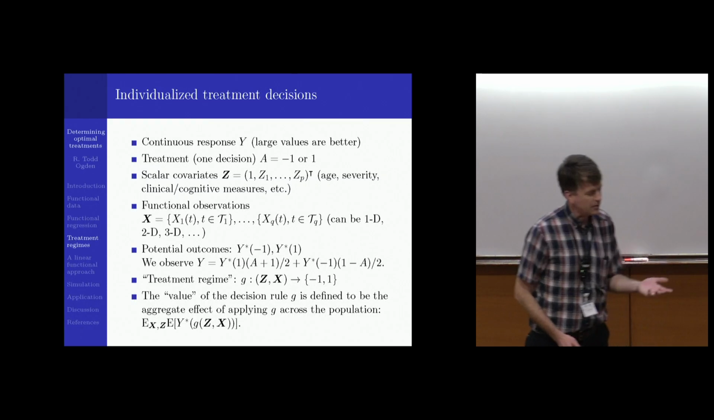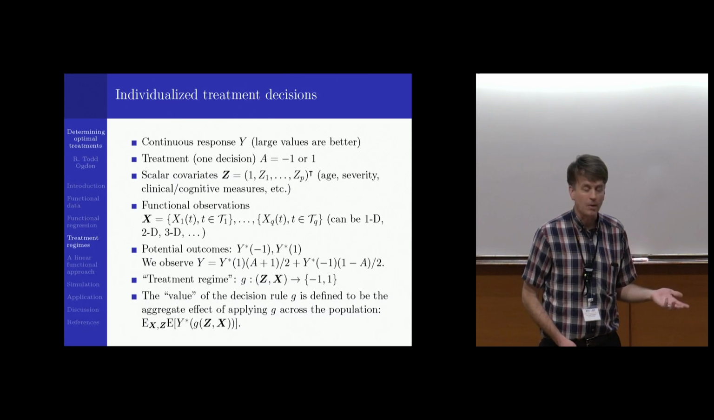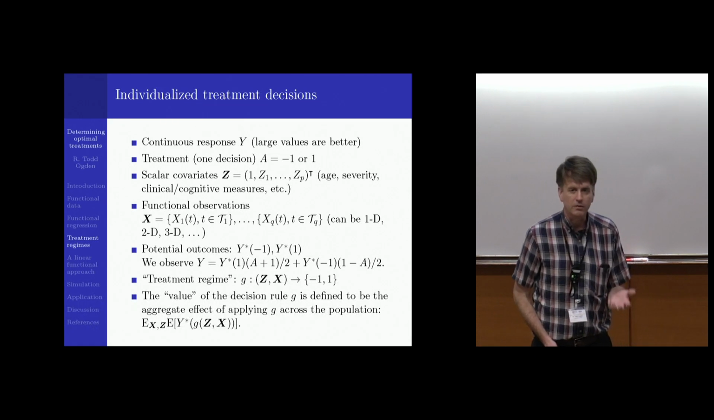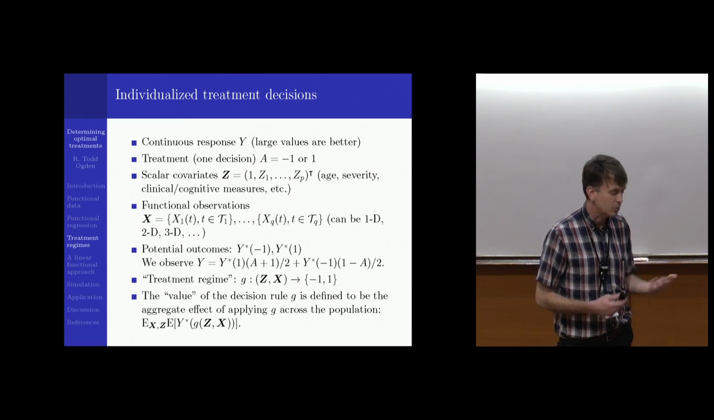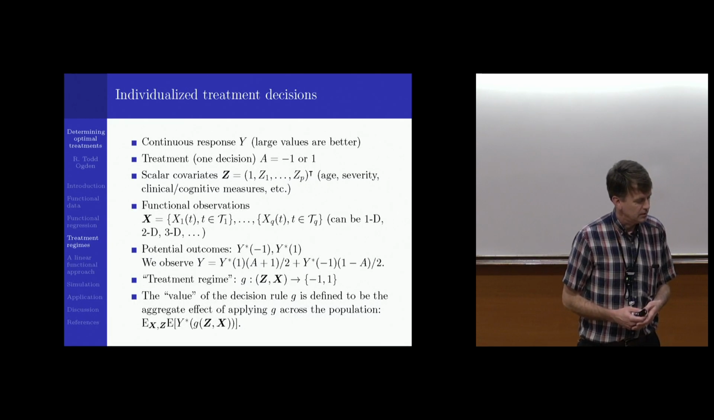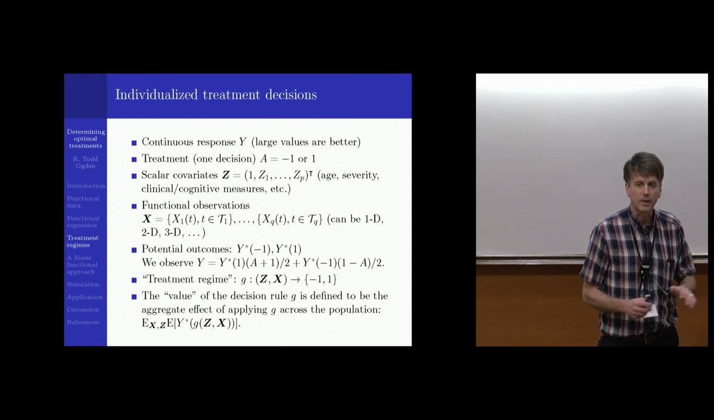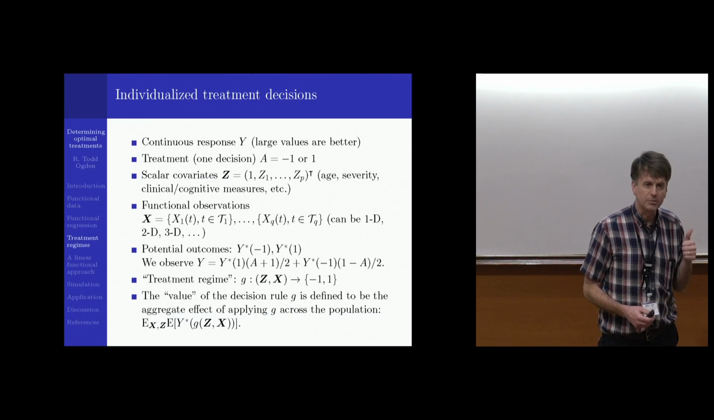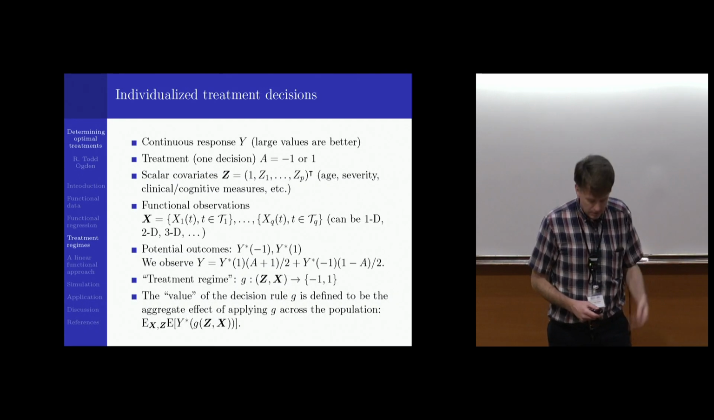Okay, so potential outcomes. There's how the patient would do if they got treatment 1 versus if they got treatment -1, but we only observe one of those. So a treatment regime is just a map. If you give me a bunch of Z's and a bunch of X's, then I'll make a decision, -1 or 1, and that's specific to that subject. And how do you know if you're doing a good job? Well, often you just take the average across the population. Imagine applying your treatment regime to the entire population, and imagine computing this. If yours is higher than mine, then yours is better. So we'd like to optimize that.